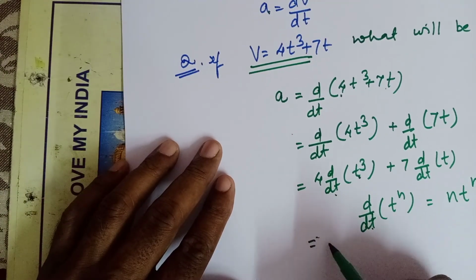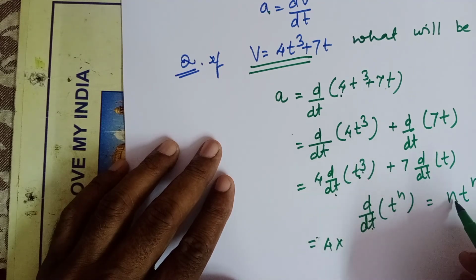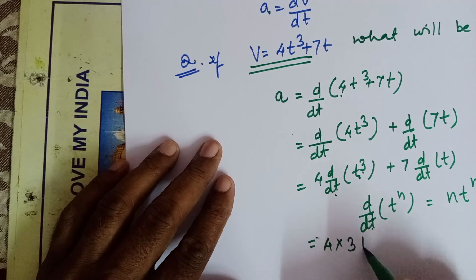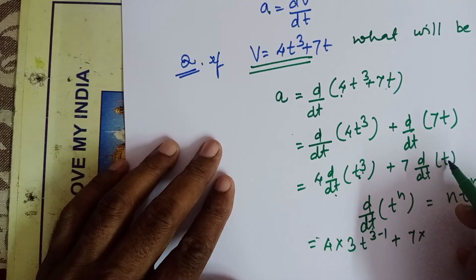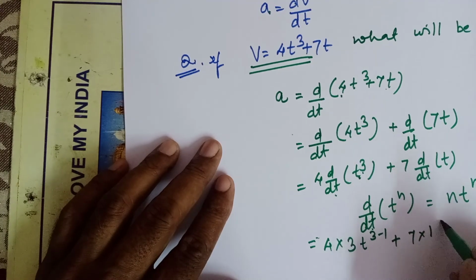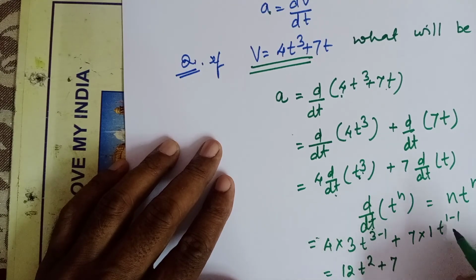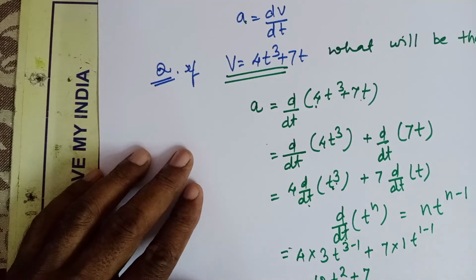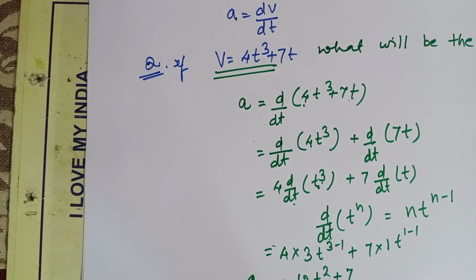For t cube, it will become 4 times, now the power of t is 3, so n is 3, so it will come here t to the power 3 minus 1, plus 7. Now what is the power of t? t is t to the power 1, so 1 times t to the power 1 minus 1. It will become 12t square plus 7, only 7, because t to the power 0 will come and that will become 1. Hence the acceleration will be this. Like this we can calculate the acceleration for any function.